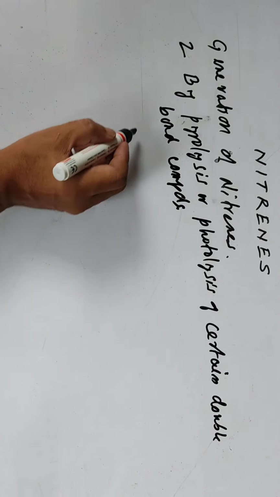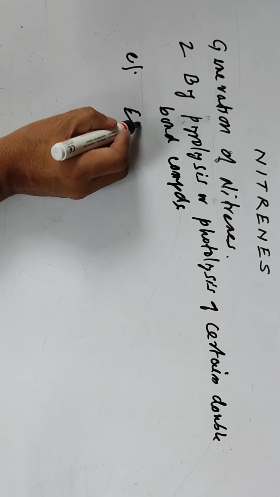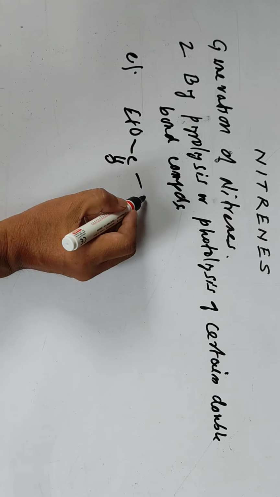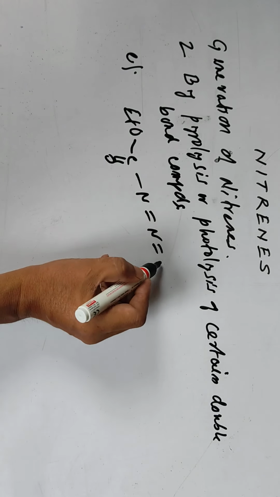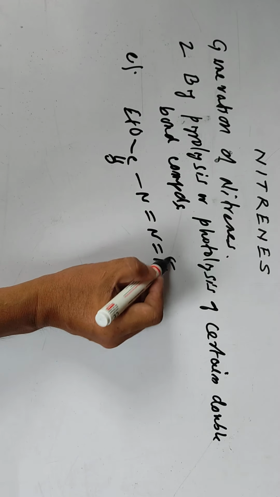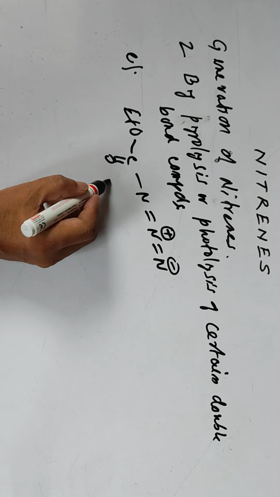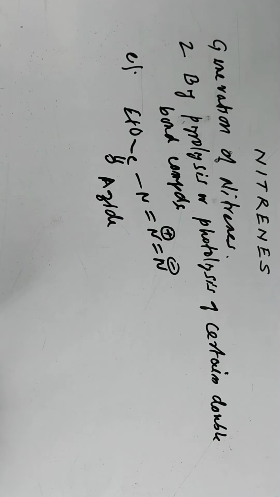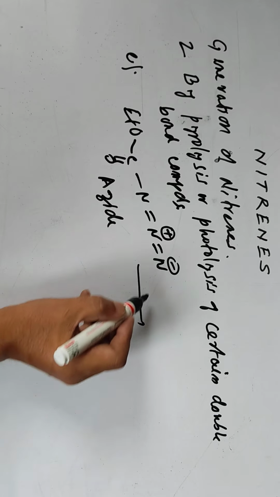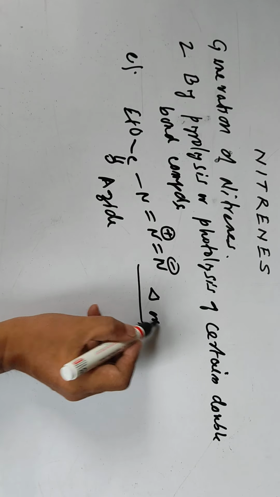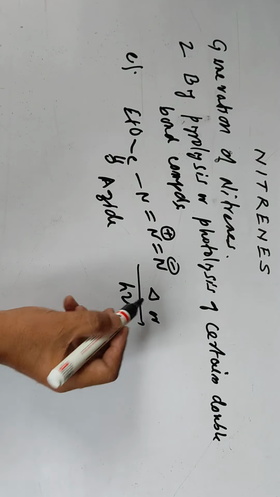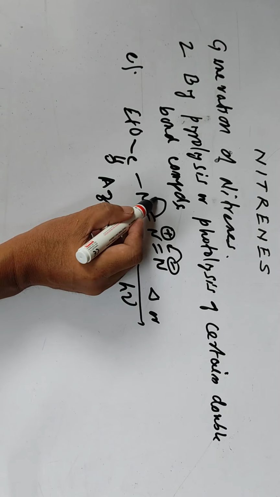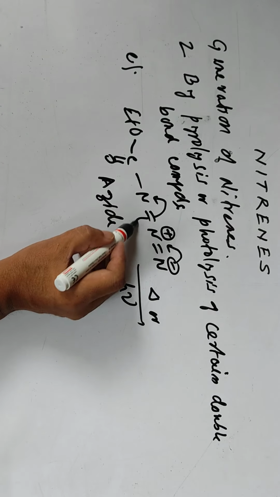So, for example, I'm giving this carboethoxy azide. Azides are like this, with a negative charge here and a positive charge here. From azide, you have certain double bond compounds here. So by heat or light, by pyrolysis or by photolysis, you can get this.